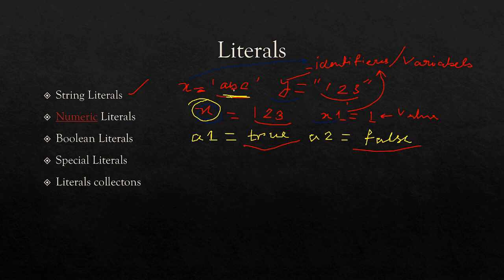Okay, what is a special literal? Now suppose I am writing here x equals None. None is a kind of literal which is called a special literal in Python. So you have to remember this one. You can take notes as well, that x equals None is a special literal. Instead of x, you can write any variable name, x, y, z, or a, b, c, anything, right?